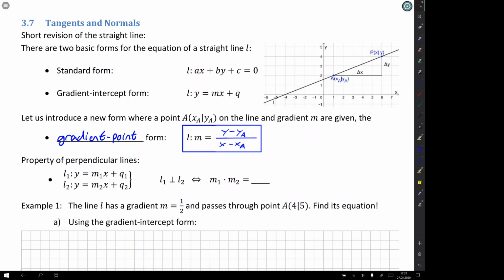Since we're going to look at normals, we are also interested in looking at perpendicular lines. We're given two lines, L1 and L2, and we assume that they are perpendicular. What does this mean? Well, it doesn't mean anything about their y-intercepts. However, about their gradients, we know if they are perpendicular, this means exactly that m1 times m2 is equal to -1. And if m1 times m2 equals -1, then we know the two lines are perpendicular. There is one exception if we have a horizontal and a vertical line, because then we can't write the vertical line in that form. But for all other cases, this is true.